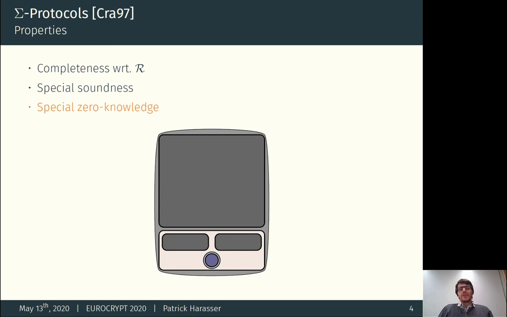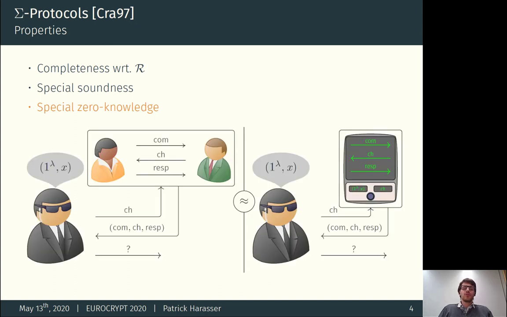which says that there exists a machine associated to the protocol called the simulator, where you can put in a statement and a challenge value, press a button, and the machine will return a transcript that is indistinguishable from a real protocol execution where the verifier uses the given challenge value. And this is usually formalized by asking that no one can distinguish real and simulated transcripts for any given instance, even when the challenges used in the executions can be chosen adversarially.